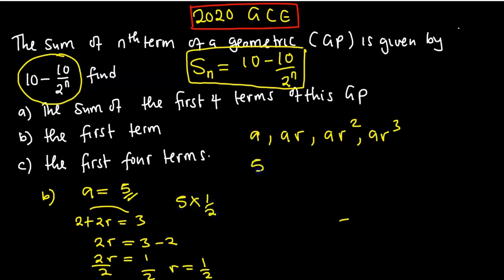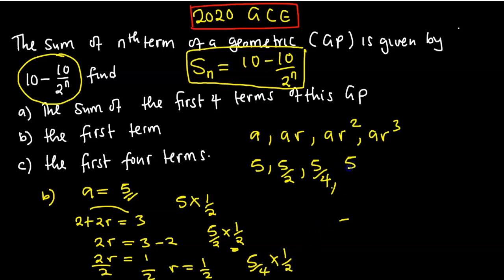So we're going to find the first one is 5, then the second one to be 5 over 2. Then for us to find the third term, we multiply the second term, which is 5 over 2, by what? 1 over 2, which is the common ratio, which gives 5 over 4. For the fourth term, we get this third term, 5 over 4, multiplied by 1 over 2, which is going to be 5 over 8. So these are the first 4 terms.